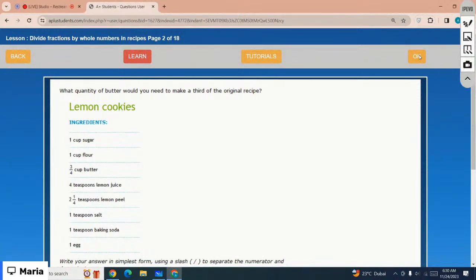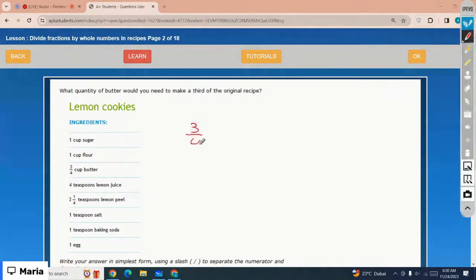Okay, what quantity of butter would you need to make a third of the original recipe? Third of the original recipe means you have to divide everything by 3, right? Butter is 3 by 4th. So just divide it by 3. So 3 by 4 divided by 3 equals 1/4, right? For 3 over 4, replace the division sign with multiplication and then take the reciprocal. 3 and 3 cancel out and you are left with 1 over 4, right? So 3 by 4 divided by 3 is 1 by 4.